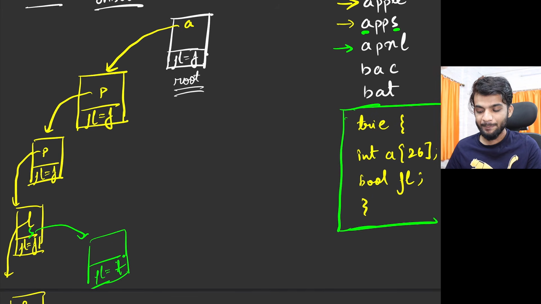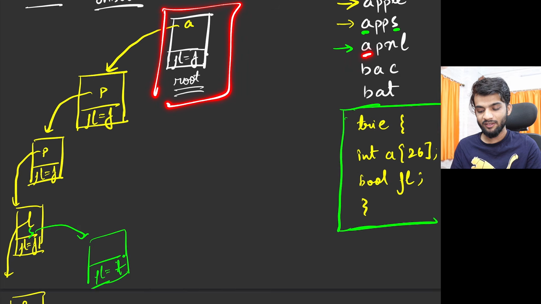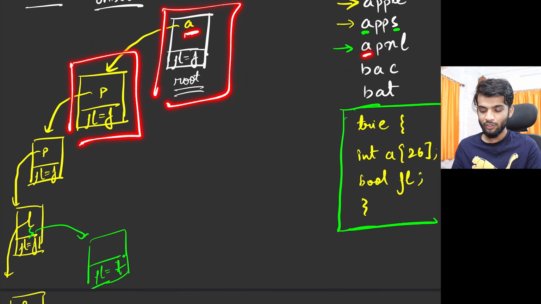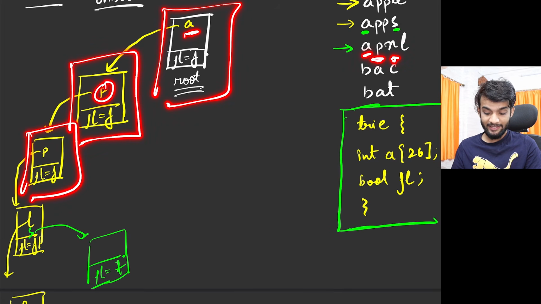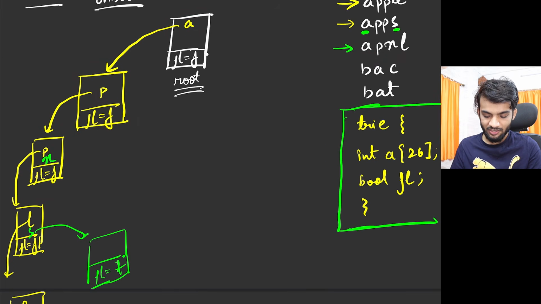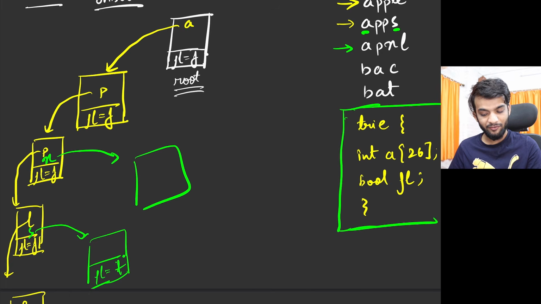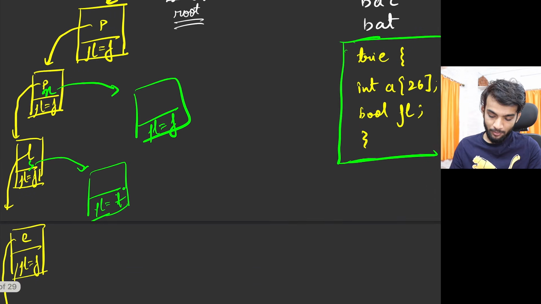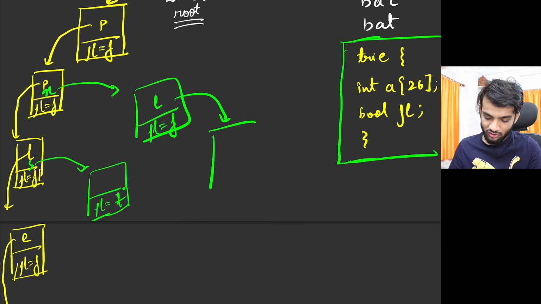Next, APXL. Let's again do the same thing. You'll initially stand at the root. Do you have an A? You have an A. Move to the reference. Do you have a P? You have a P. Move to the reference. Do you have an X? No. In this reference, you don't have an X. Put an X, and the moment you put an X, create a reference trie, and make sure this is initially marked as flag equal to false. So A, P, X is done. Do you have an L in this reference trie? No. Put an L and again create a reference trie of this and mark flag as false.